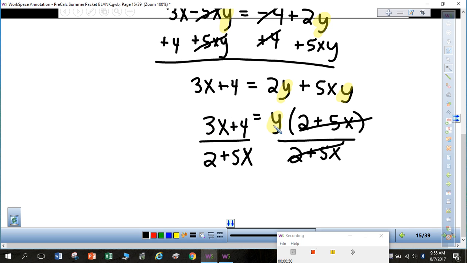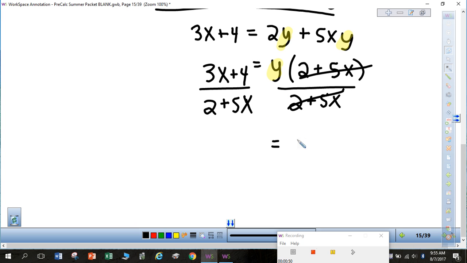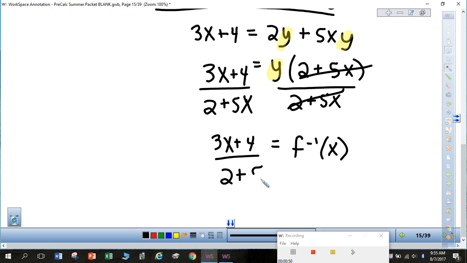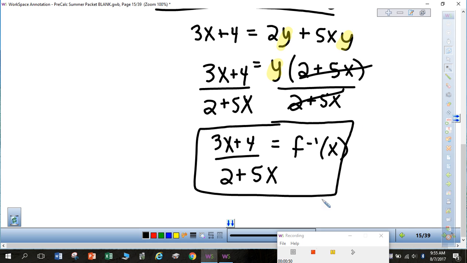And our final step would be replacing y with that inverse notation. Again, we talked about this notation back in number 14. It looks like f of x, but it has a little negative 1 up there. The negative 1 looks like an exponent, but it's not. It's just notation for inverse. And so this right here would be our final answer.